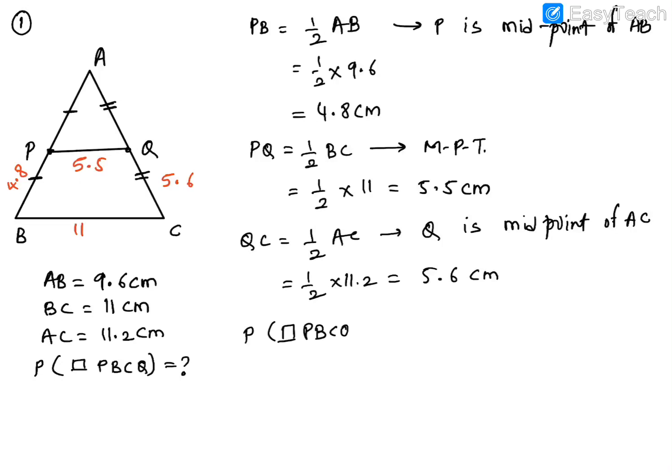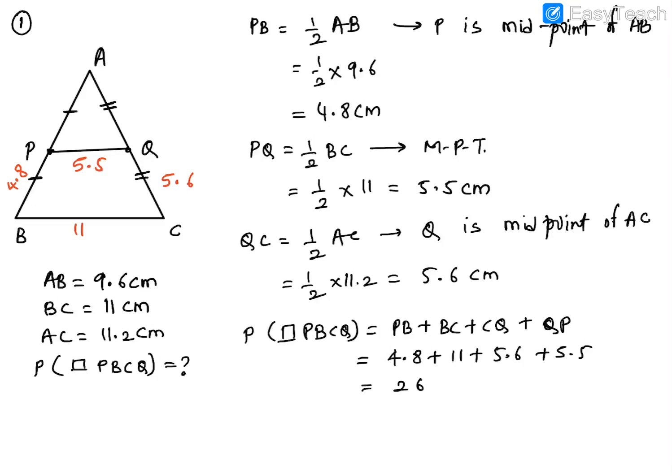Now how do we find the perimeter of the quadrilateral PBCQ? So that will be equal to what? It will be PB plus BC plus CQ plus QP. So you add up all of them. So it will be 4.8 plus 11 plus 5.6 plus 5.5. The total is equal to what? 26.9 centimeter. So guys, this kind of problems can come for 3 marks in your exams.